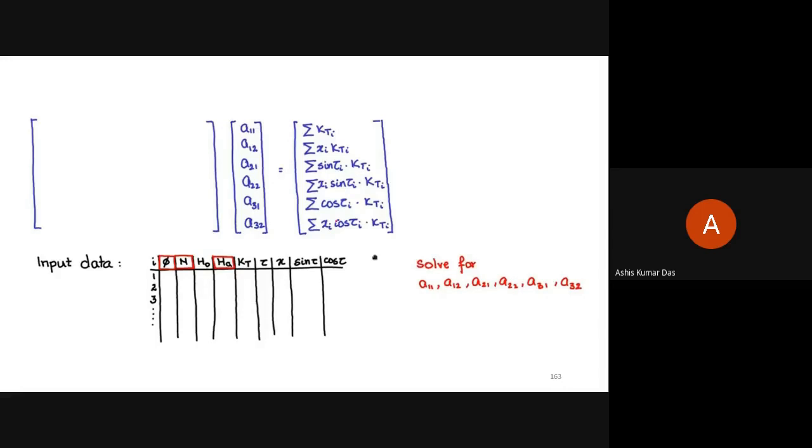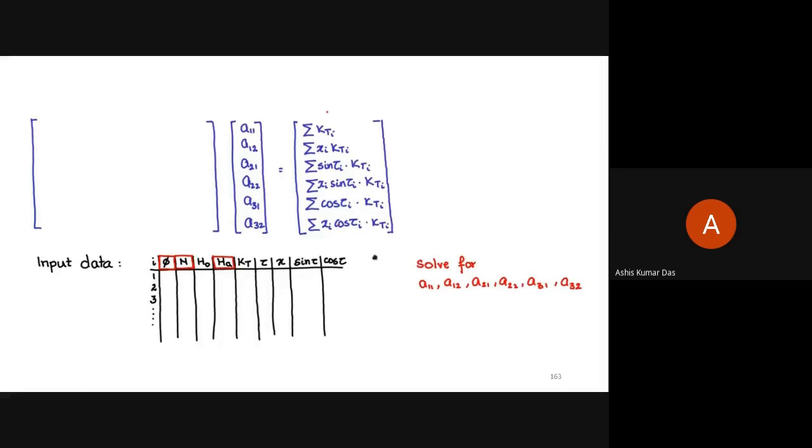HA is measured using a pyranometer, which we have already discussed, and KT is computed using HA and H naught. Tau is computed using n, because we have seen tau equals 2 pi n by 365, and A is the condition we are taking, that is the latitude and other atmospheric parameters. Likewise, we can easily find sin tau and cos tau. Once we have all these values, now we can solve.